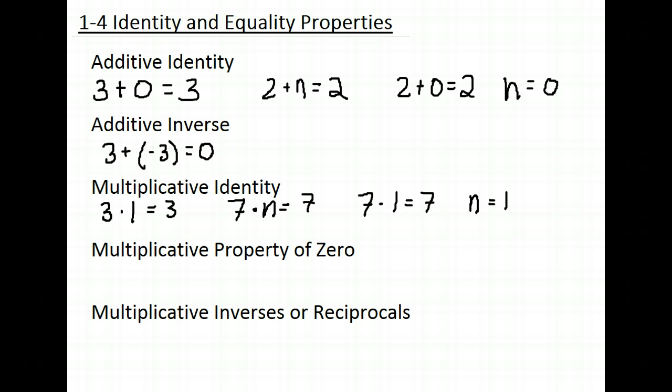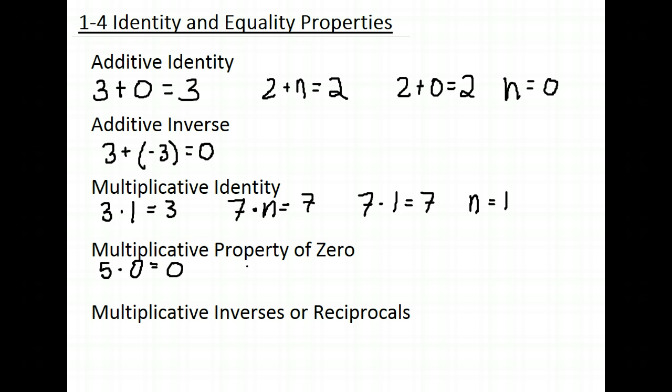Okay, the next is the multiplicative property of 0. So in this one, any number times 0 equals 0. So if we have 5 times 0, that equals 0. So any number times 0 equals 0. And using this property, we can solve an equation.